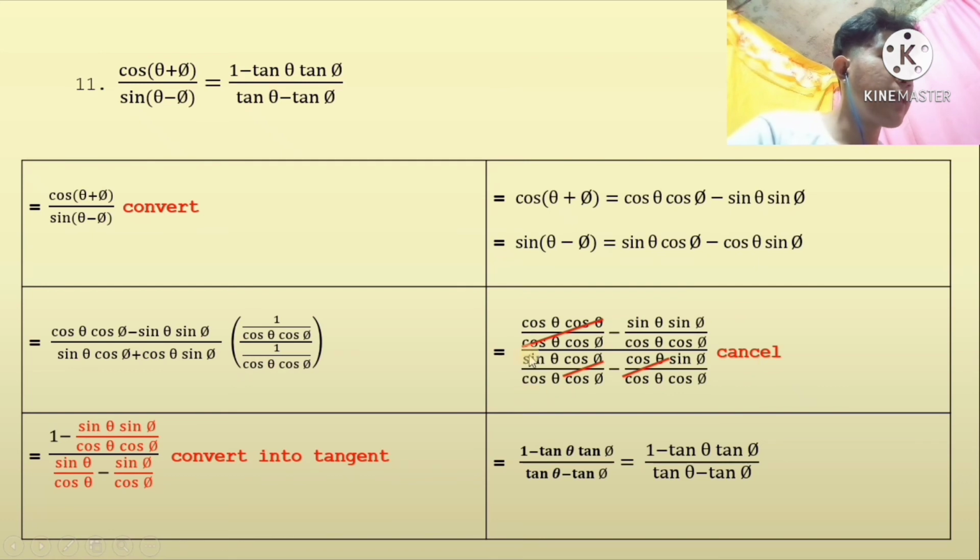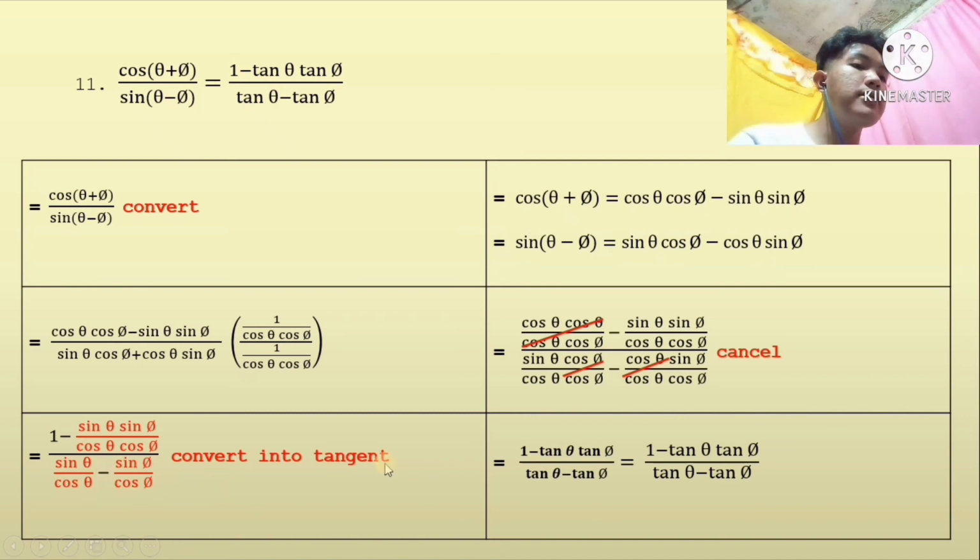So from the expression, cancel out the cosine theta times cosine phi over cosine theta times cosine phi. So then cancel out cosine phi over cosine phi and cosine theta over cosine theta. So our expression will become 1 minus sin theta times sin phi over cosine theta times cosine phi, over sin theta over cosine theta minus sin phi over cosine phi.